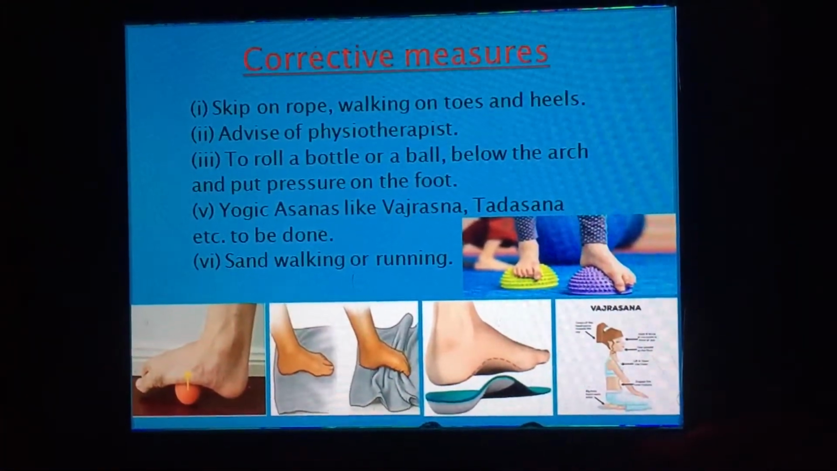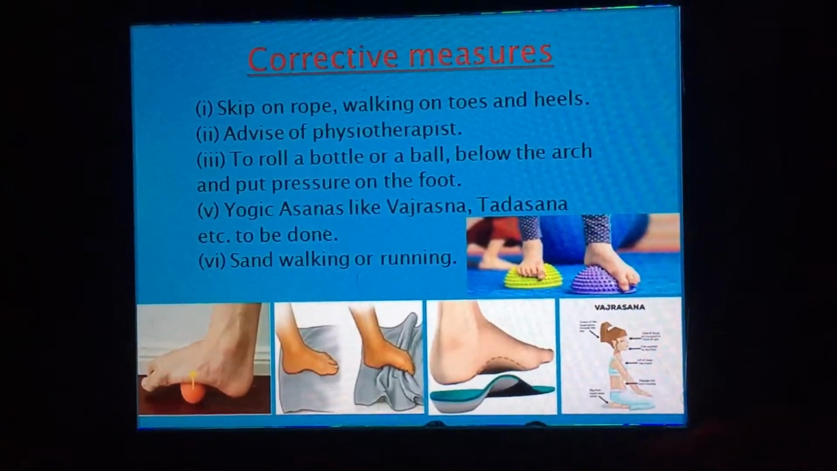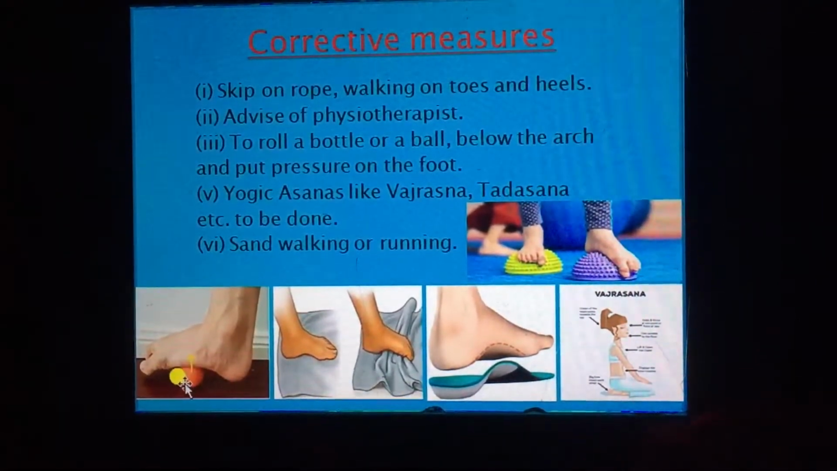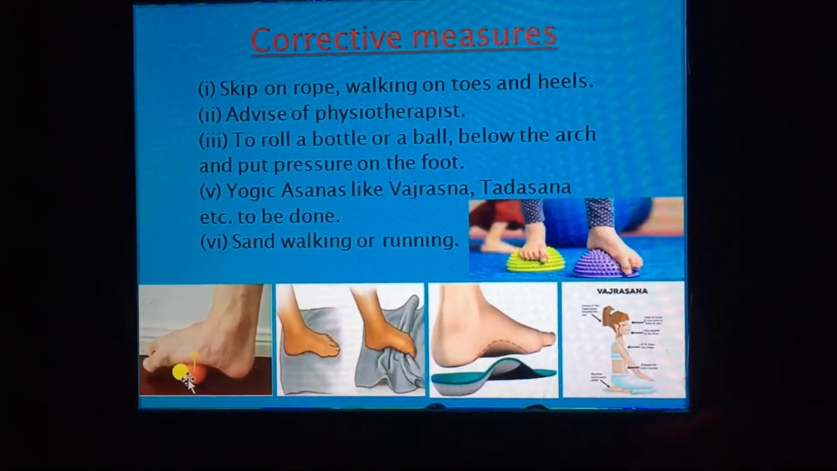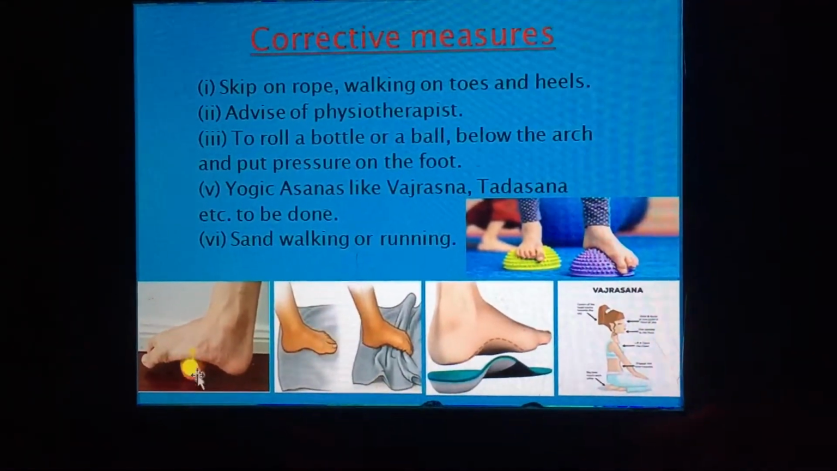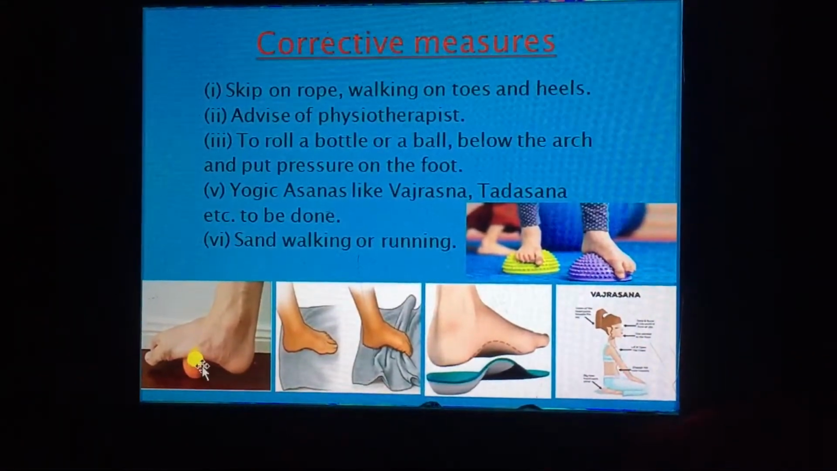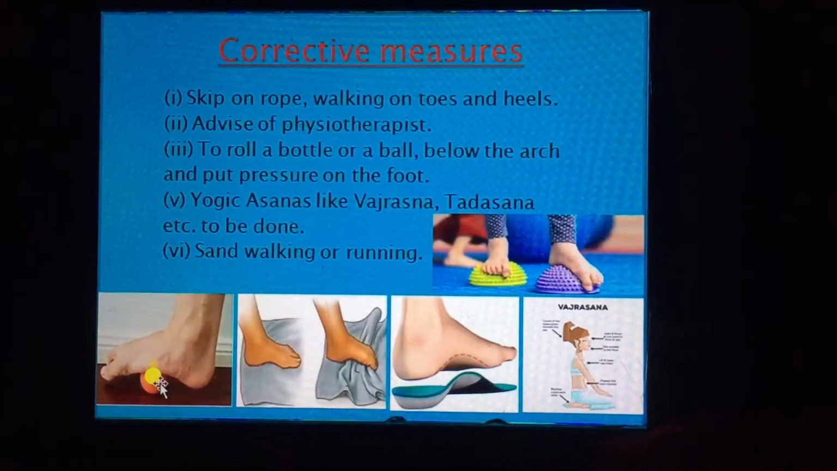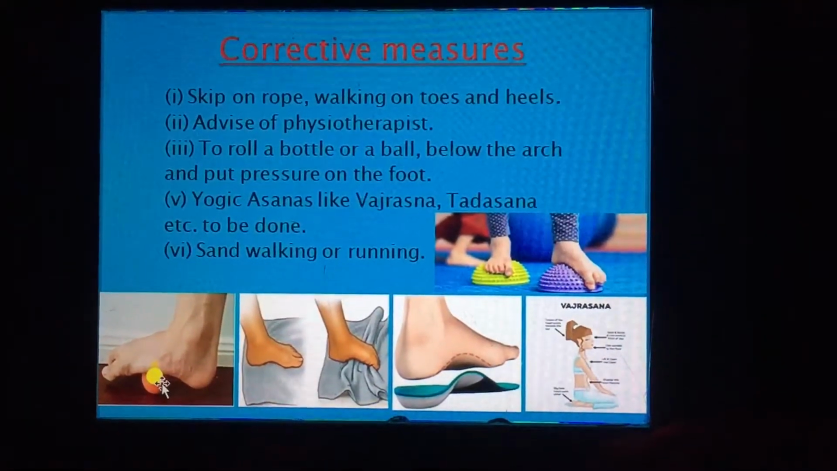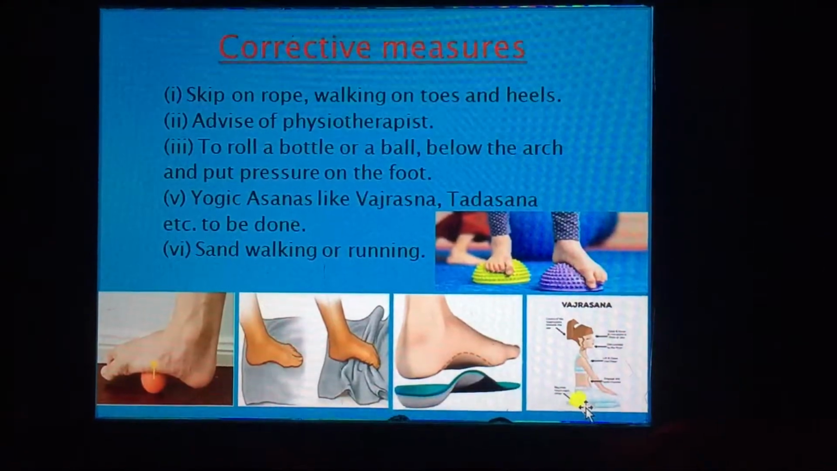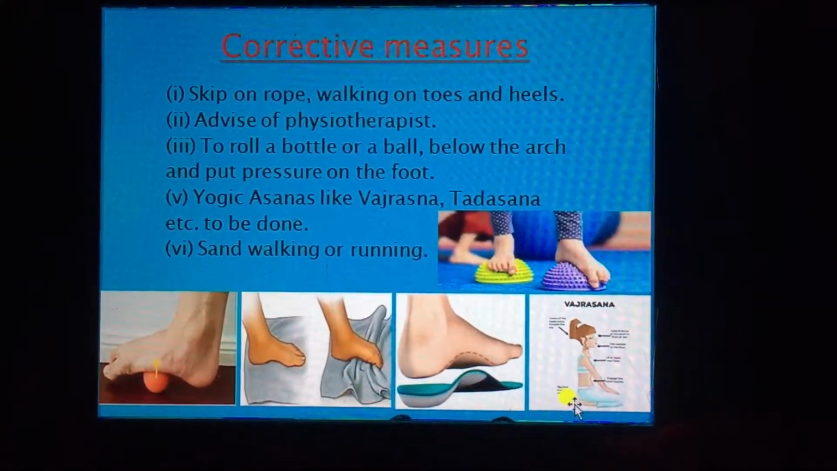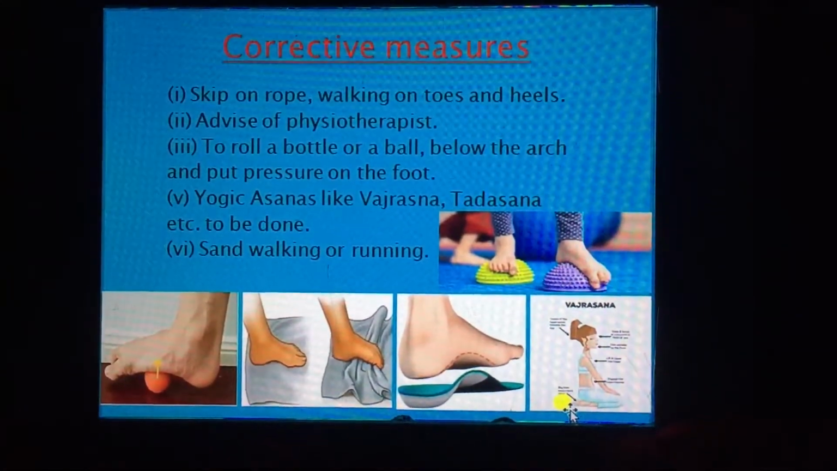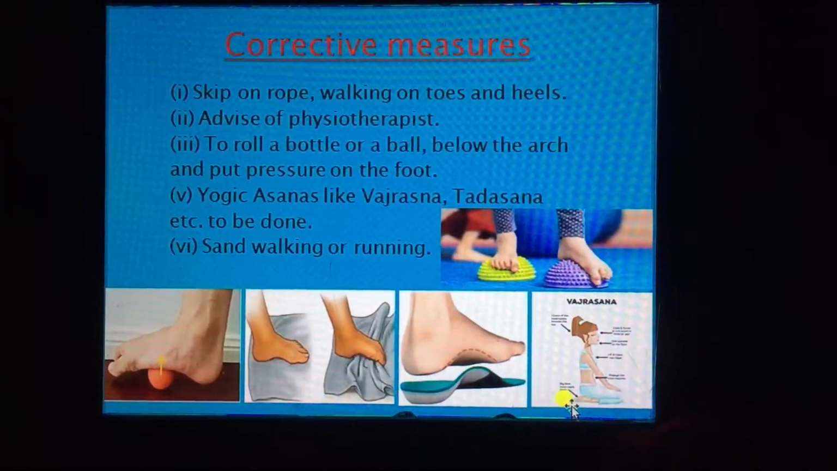Next is to roll a bottle or ball below the arch and put pressure on the foot. As you can see in this picture, you can use a ball or bottle under your feet, and you should put pressure on the arch of the feet. Next, yogic asanas like Vajrasana and Tadasana should be done. When you sit in Vajrasana, the pressure will be on your heels and on your toes, right? At that time there will be a proper shape for the arch of your feet.